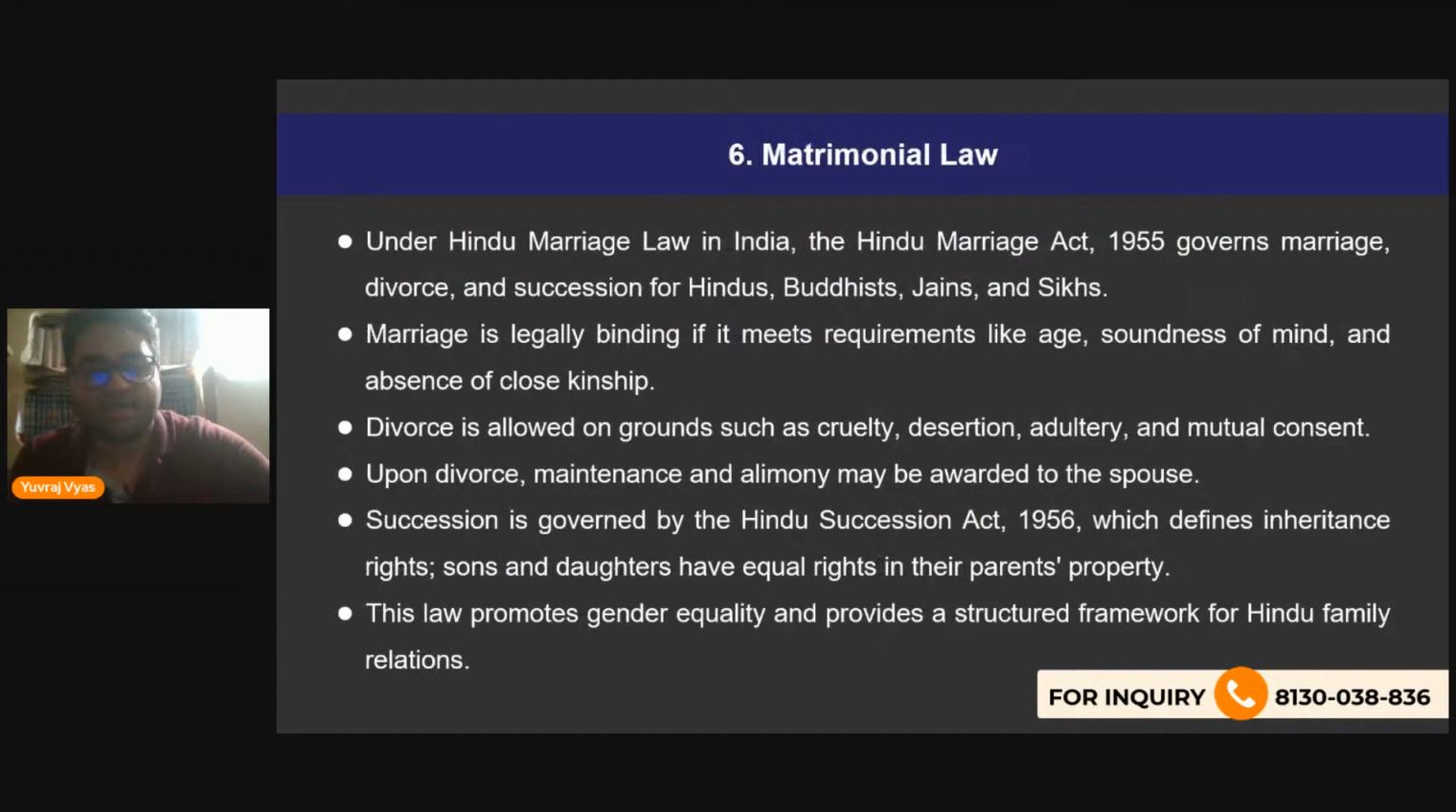So, let's move to the next concept, which is matrimonial law. Under Hindu marriage law in India, the Hindu Marriage Act 1955 governs marriage, divorce, and succession for Hindus, Buddhists, Jains, and Sikhs. So, when we say the act, it includes the other three religions as well. Marriage is legally binding if it meets requirements like age, soundness of mind, and absence of close kinship. For example, a brother and a sister is a close kinship, they cannot marry. Why? Because it is prohibited by the principle of close kinship.